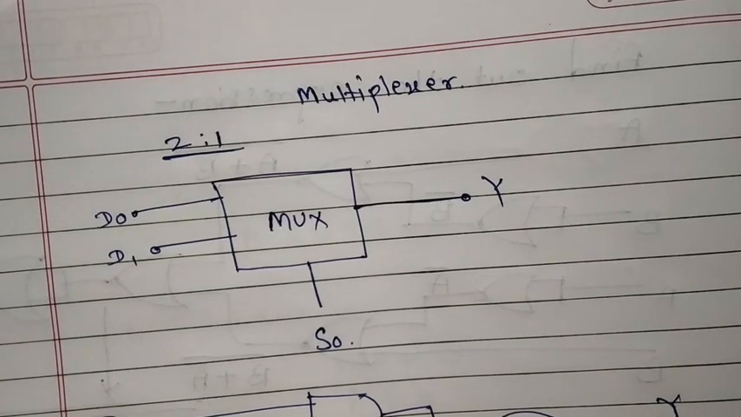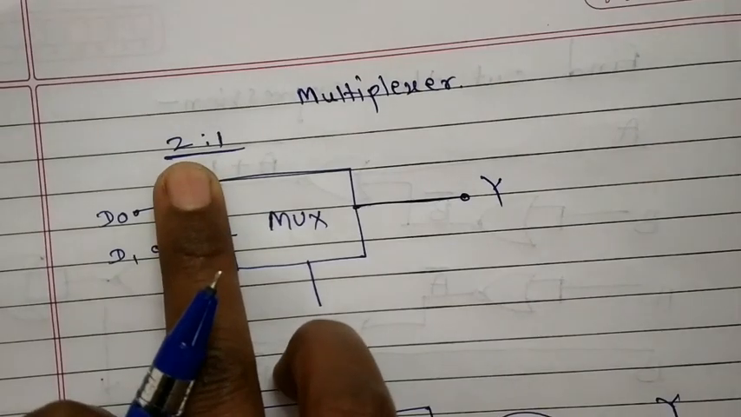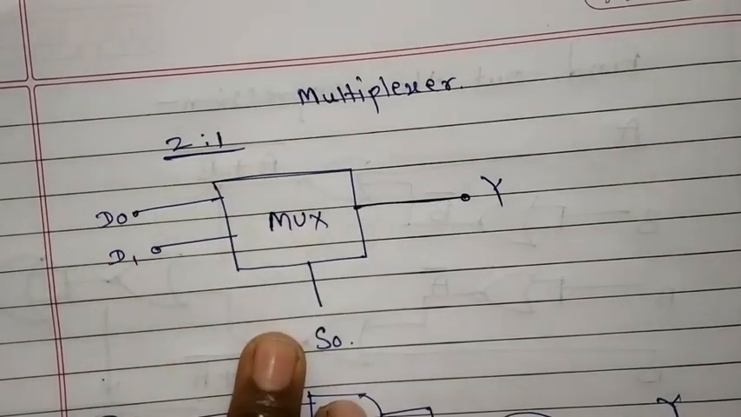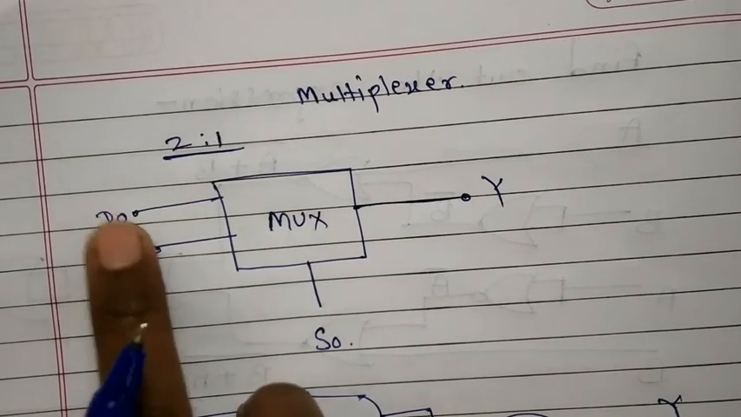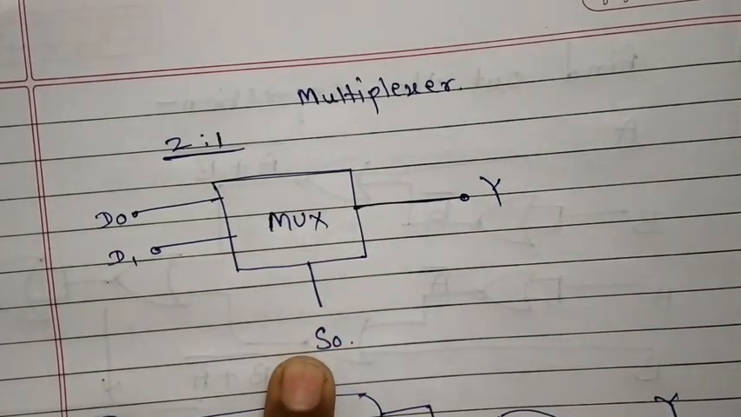In digital systems, there are two types of circuits. First is the combinational circuit and second is the sequential circuit. I have taken the example of a combinational circuit, that is the multiplexer. The example of 2:1 is shown here. This is a 2:1 multiplexer. In this case there are two inputs D0, D1, one output Y, and S0 is the select line.